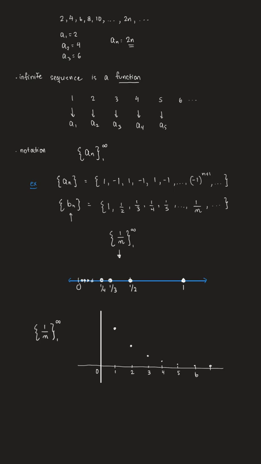Now notice that I'm not going to connect these points because sequences are discrete. There's a gap between 1 and a half. I'm not filling in all the gaps. It's not a continuous function that we're dealing with.